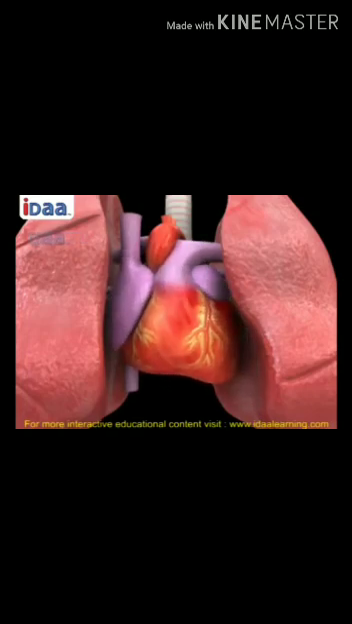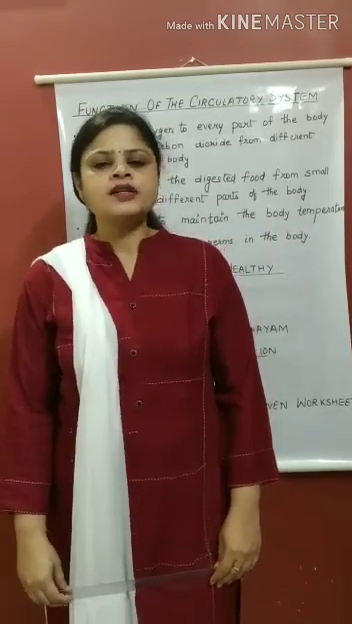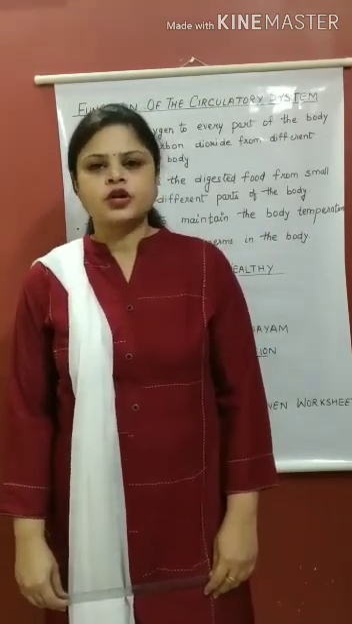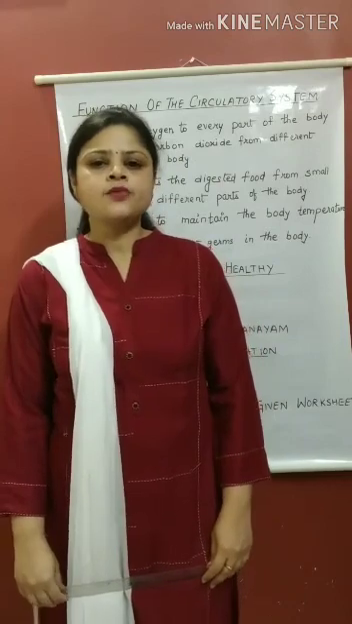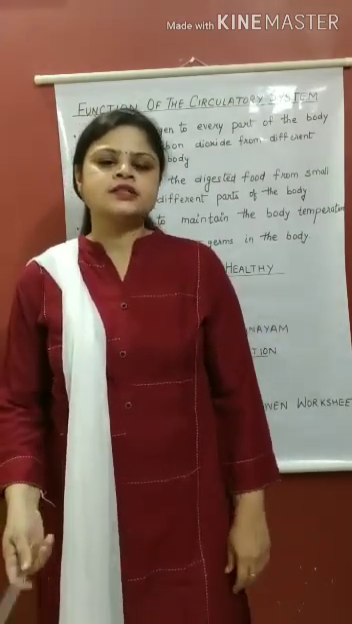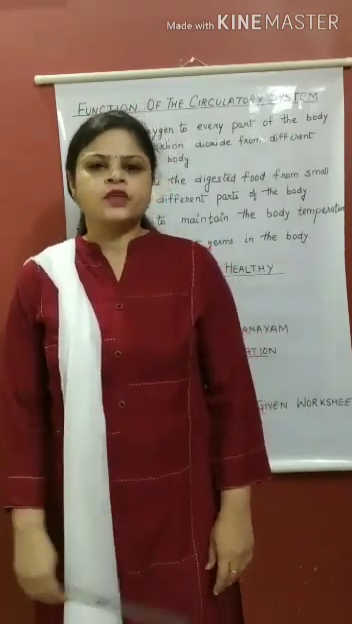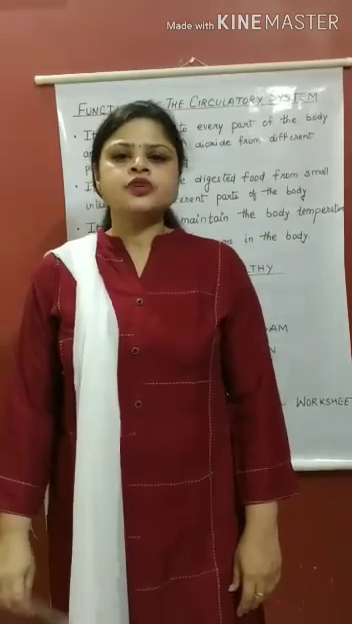So, we learned how blood is transferred from different parts of the body to the heart, and then from the heart it is transferred to the lungs to purify it, and from the lungs it returns back to the heart and then to the different parts of the body. With this, we come to the end of the chapter.